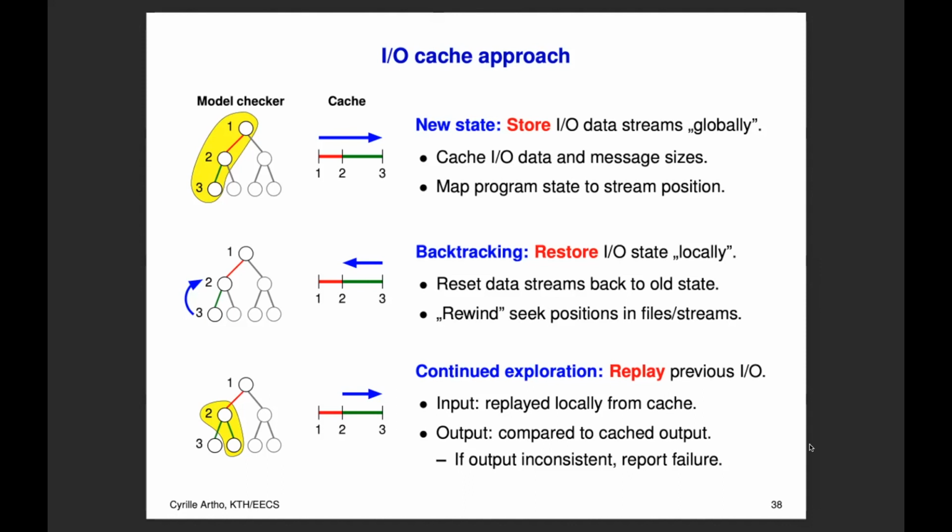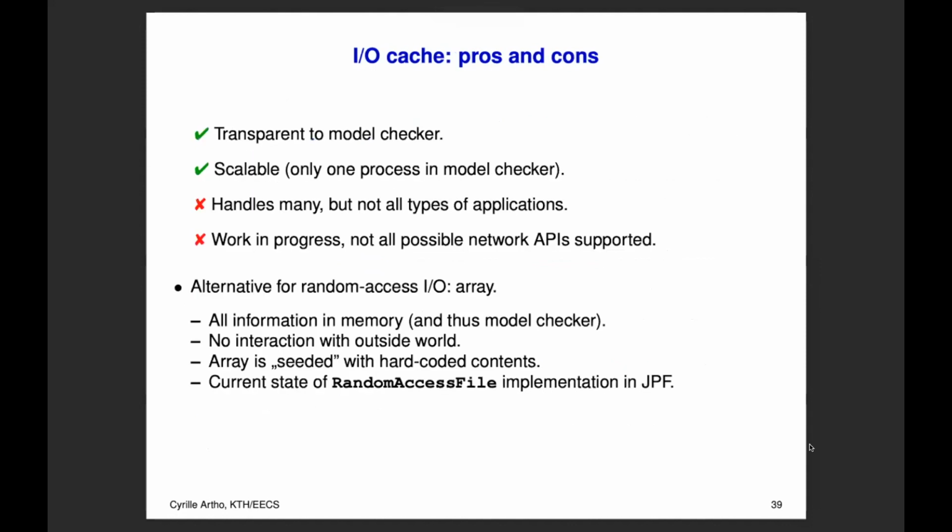Now, there are some protocols where this has to be extended a bit, but I don't have enough time to show this in detail. Overall, the advantage is that this approach to networking is transparent to the model checker. So JPF doesn't have to actively synchronize with the outside world. This is done with this extension. It's scalable because only one program runs in JPF and the other programs run outside, so the state space is much smaller. But it doesn't support all the APIs for the network, and by design, certain types of applications like peer-to-peer cannot be supported in this approach.